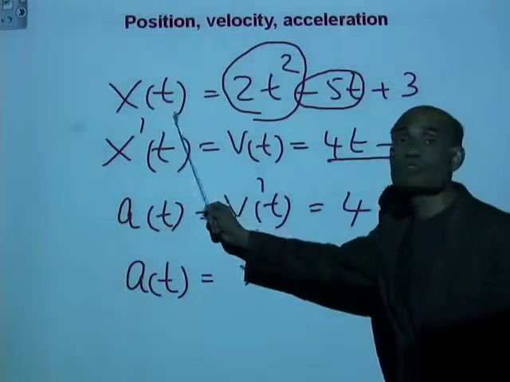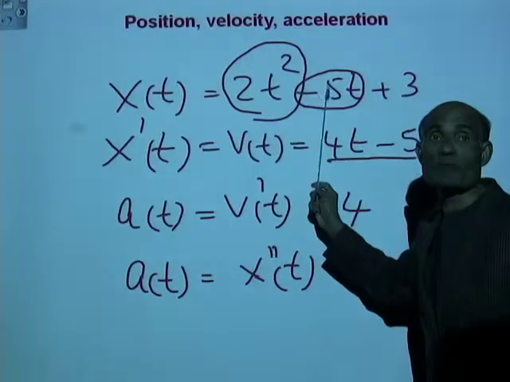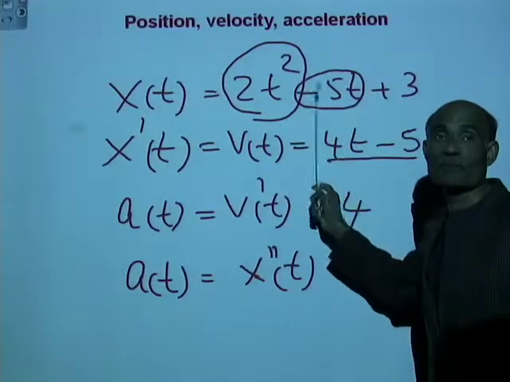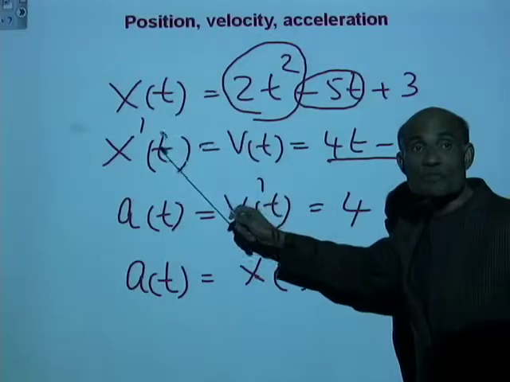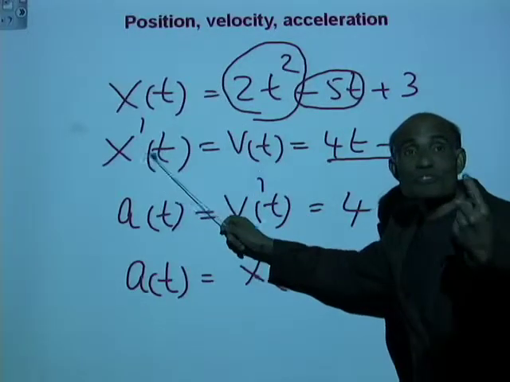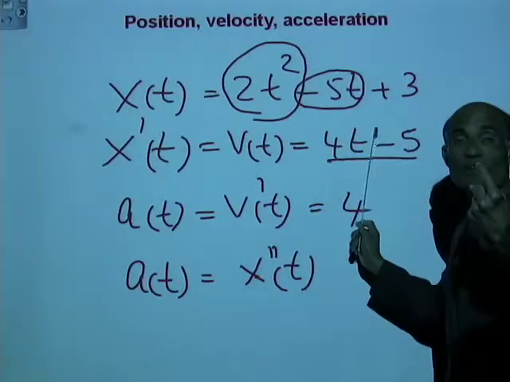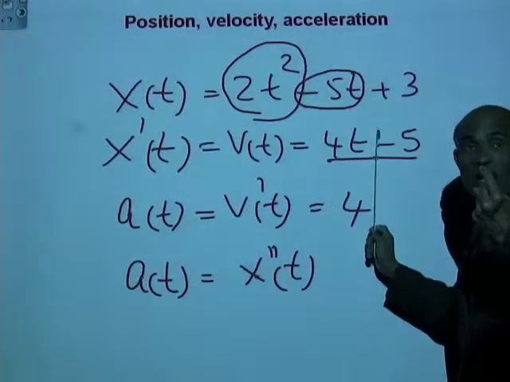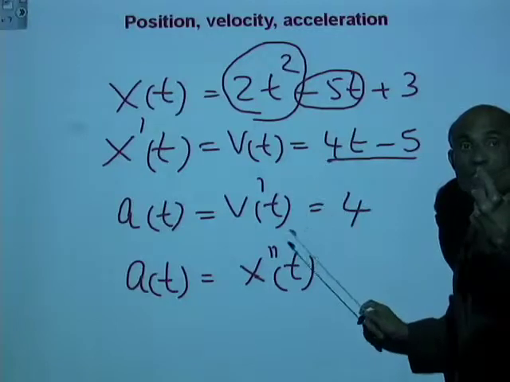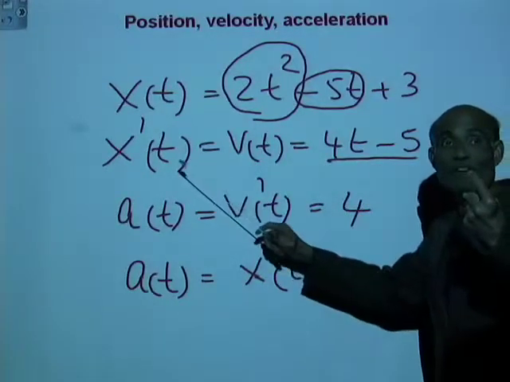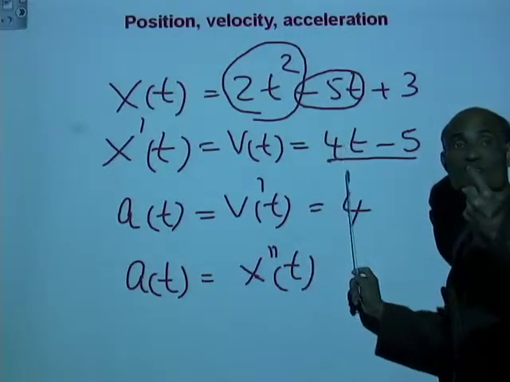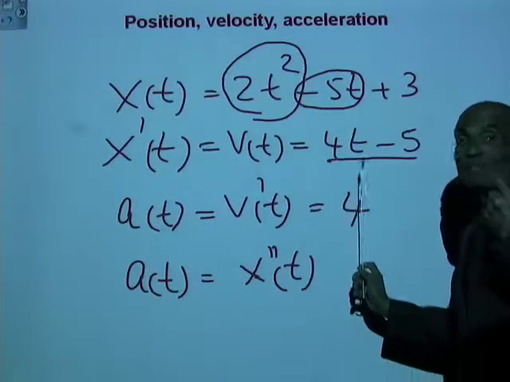Now, this is the position function, 2t squared minus 5t plus 3. You find the derivative of that, you find the first derivative, and that is 4t minus 5. If you find the derivative of that again, it is called the second derivative of x. And the second derivative of x is 4.